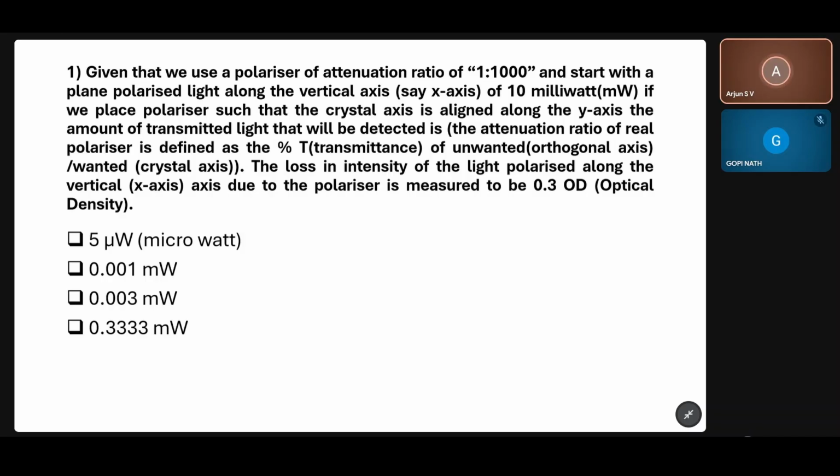So the answer here is one second. So the answer here is 5 microwatt.